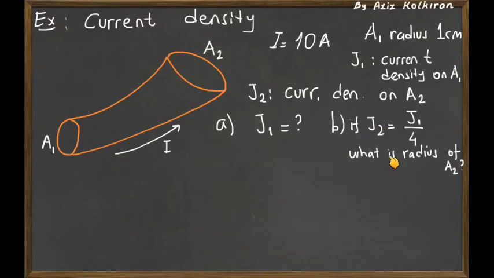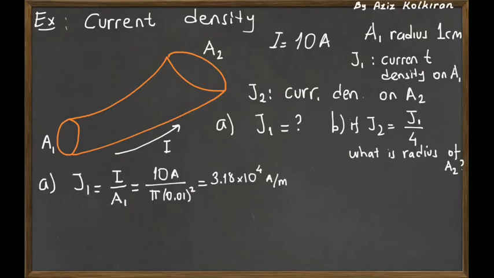And the second part of the question is, what is the radius of A2 if you are given that the current density that flows through A2 is only 1/4 of the current density that flows through A1? Remember we called J1 the current density that flows through A1, and you are given that J2, the current density that flows through A2, is just J1 divided by 4. If this is the case, what is the radius of this circular area of this end of the conductor?